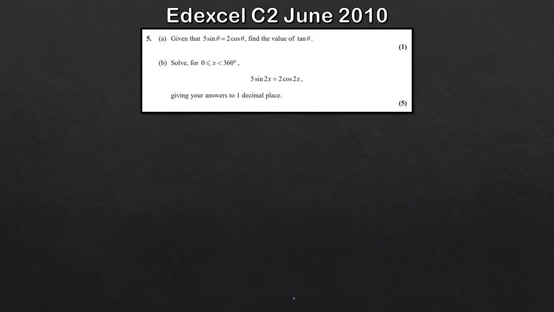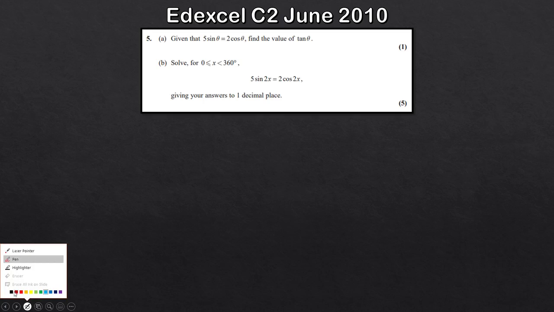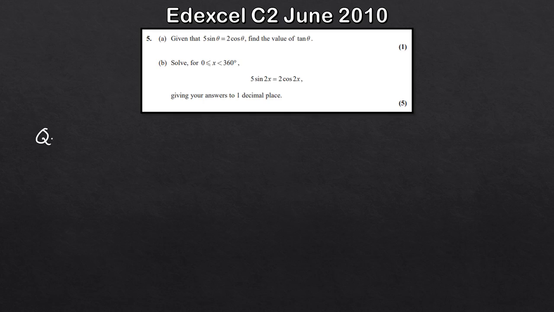Moving on to the 4th question here now, we have a question looking at trigonometry. And in this question here, we have a nice start to it, question 5a. It says, given that 5 sine theta is equal to 2 cos theta, find the value of tan theta. So, if you see something that looks like this, where you've got a trig equation in terms of sine theta and cos theta, and then we suddenly need to end up with tan theta, what you should be thinking of here is that we need to divide through by cos theta.